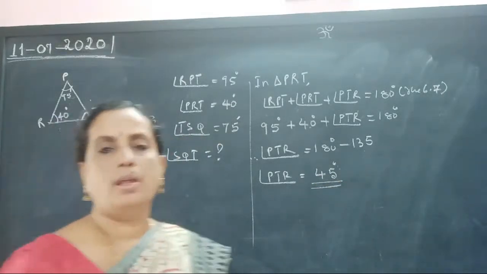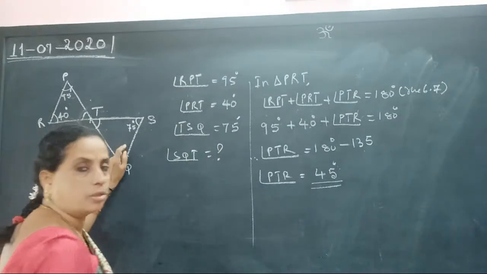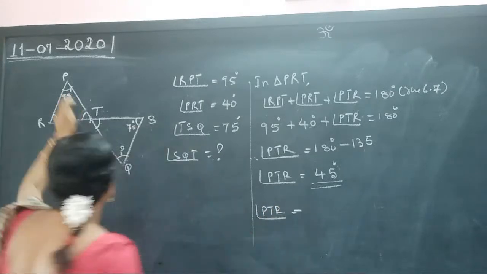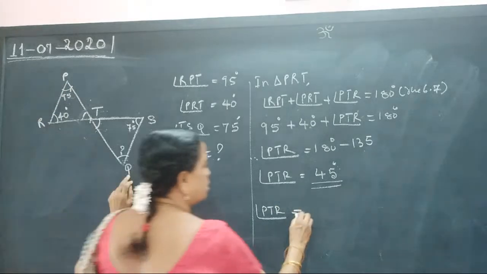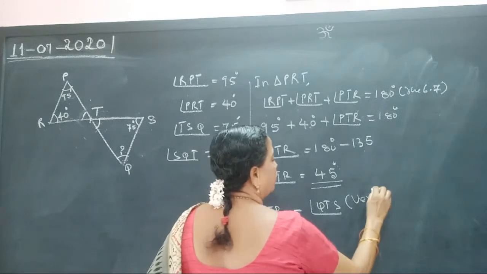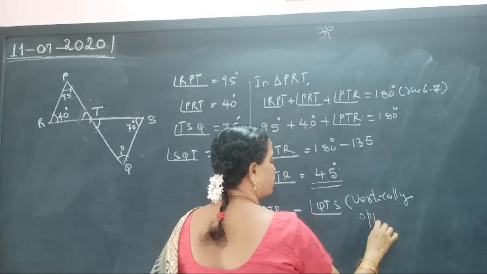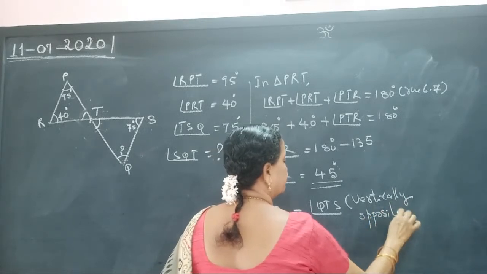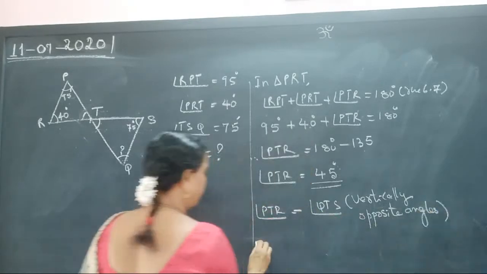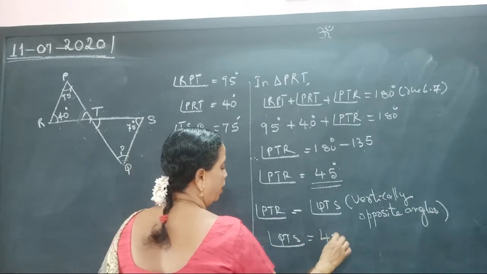Is it clear? So after getting that, these two are vertically opposite angles. So you write here angle PTR equals angle QTS. Reason, vertically opposite angles. Therefore, angle QTS equals 45 degree.